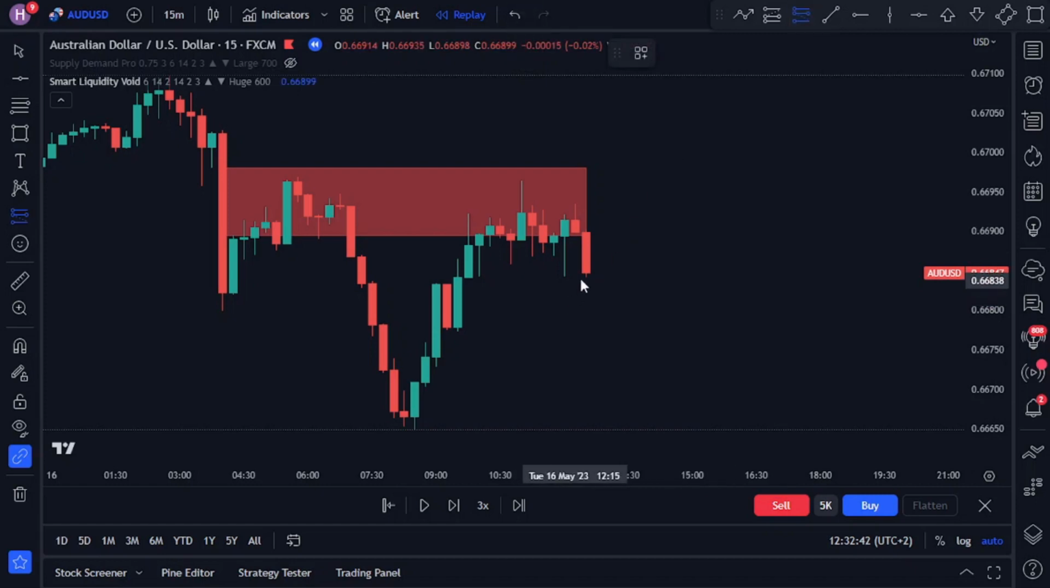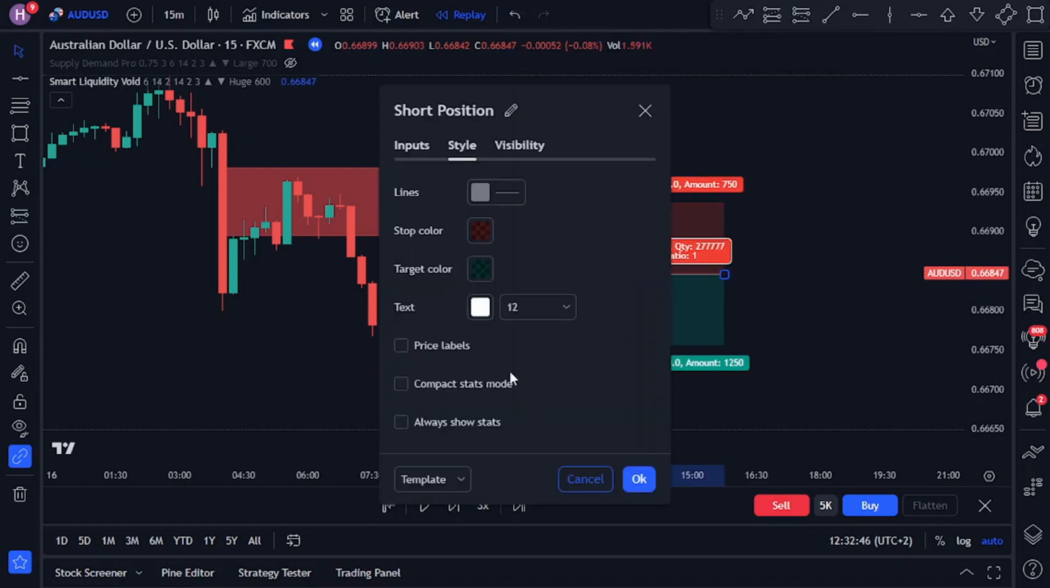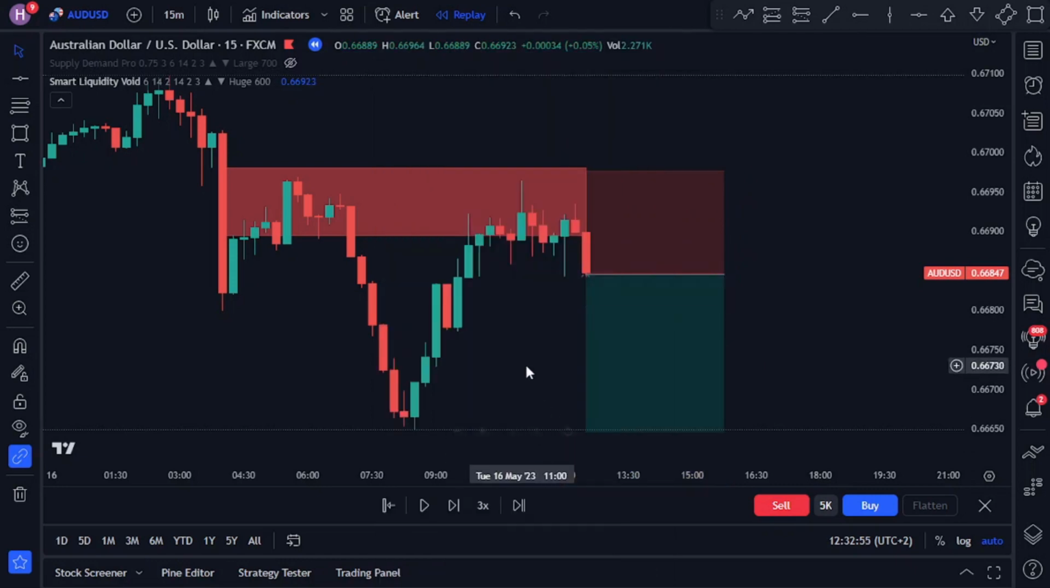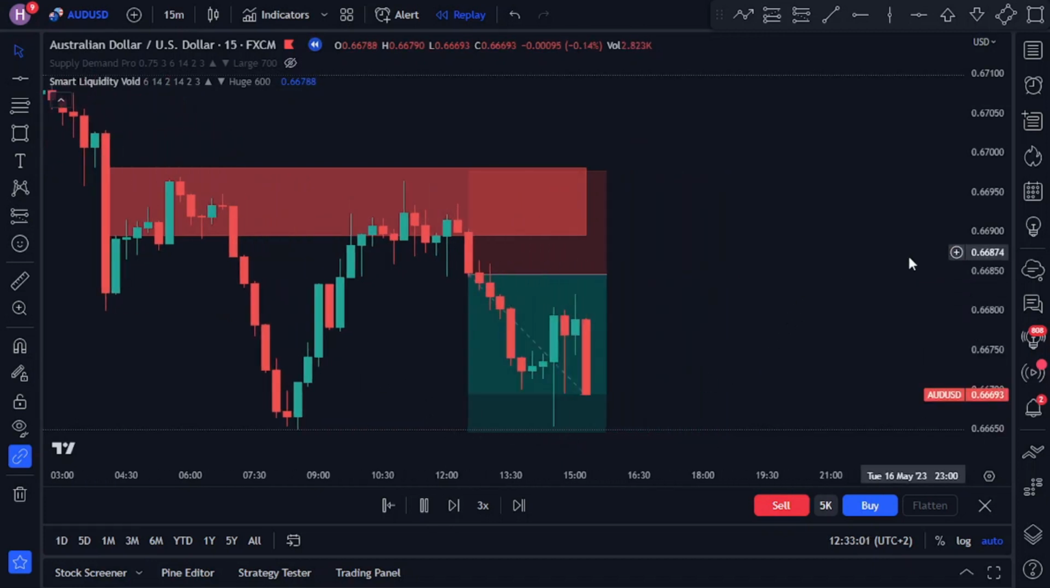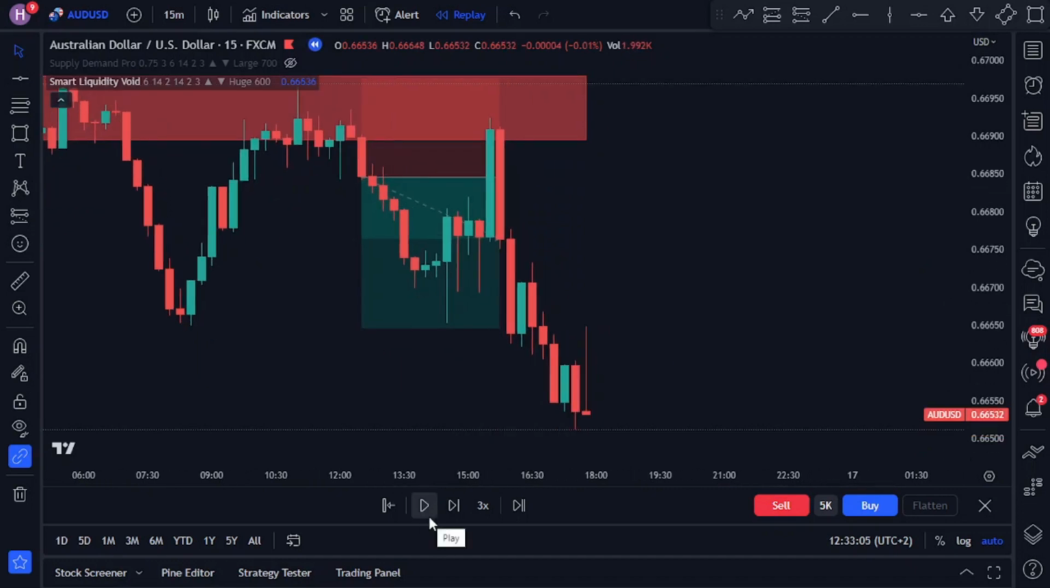You can enter your sell trade on the close of the bearish candle away from the propulsion block. For this example, I will set my stop loss above the recent swing and aim for a minimum of 1.5 risk to reward. More specifically, I will set my stop loss at 13 pips and my take profit at 20. Let's quickly analyze the price action after our entry.